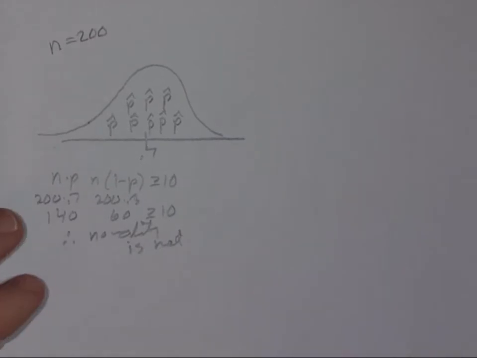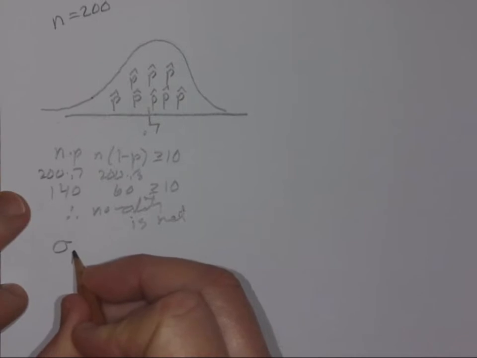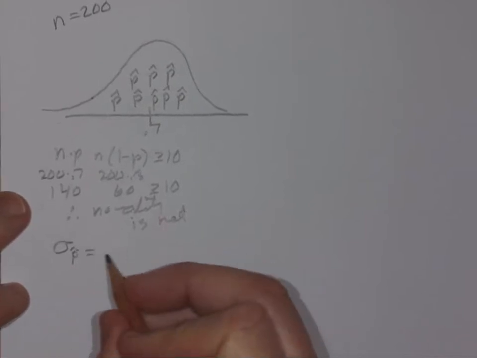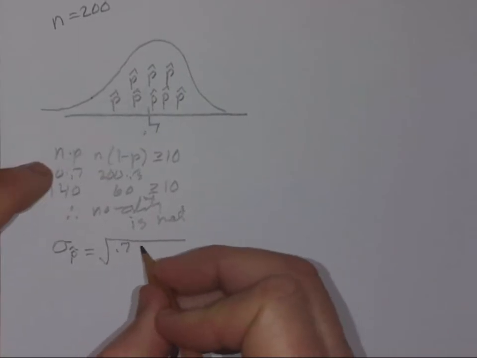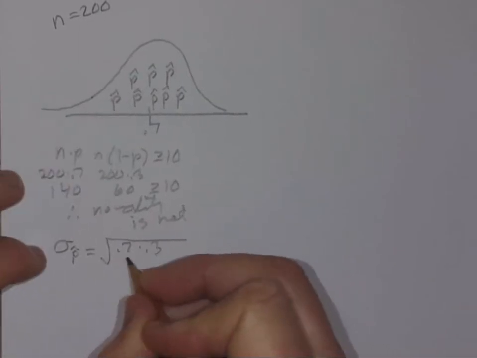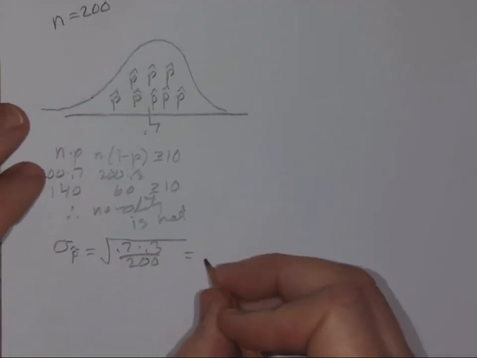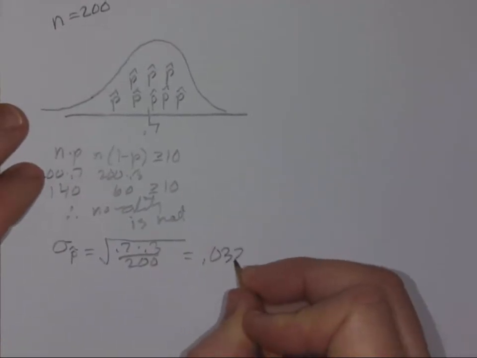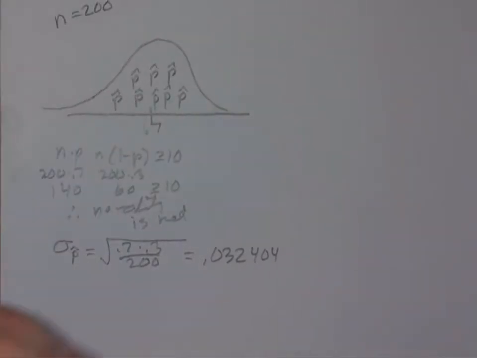And then we can find the standard deviation of this sampling distribution. The standard deviation of these p-hats is going to be equal to the square root of p, 0.7, times 1 minus p, which is 0.3, over 200. And so if you do that, you would get approximately 0.032404. And so that's our standard deviation, and so that would be our sampling distribution.